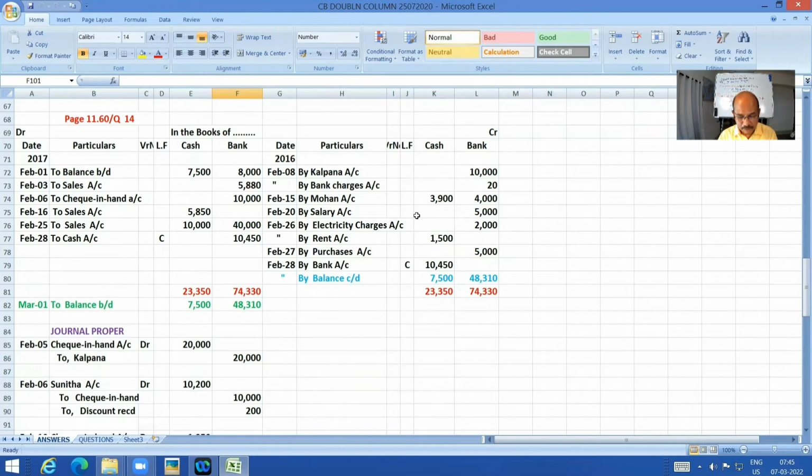Right. Received 2 checks from Kalpana, each of 10,000. I have not recorded it on this date, on 5th, because as I told you, I'm in the habit of reading out the questions completely. I know there will be some trapping elements. You will immediately write, again you'll cut, you'll become upset, you'll disimpress your teacher. I don't want all those. Read the question completely. Yes, we find we have got nothing to do about this checks on date of receipt on 6th. However, for information purpose, I'm showing it on the date of receipt in the journal proper.